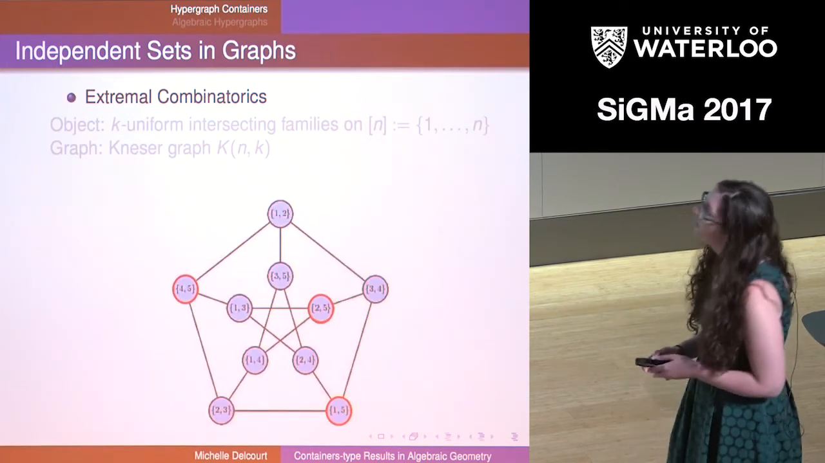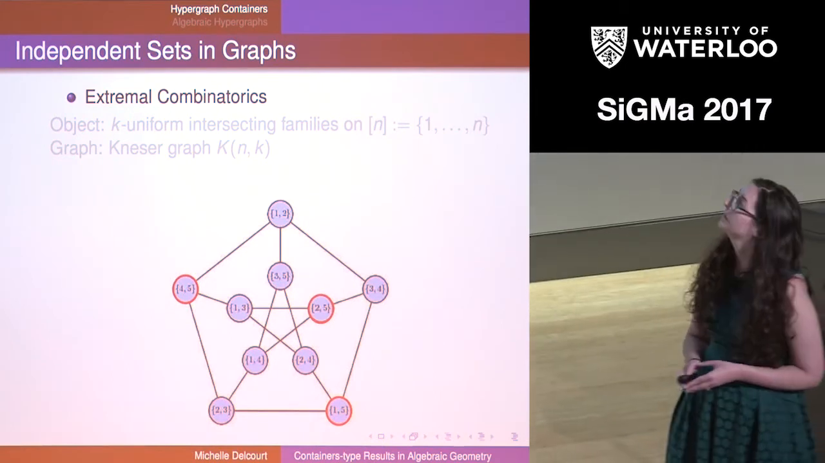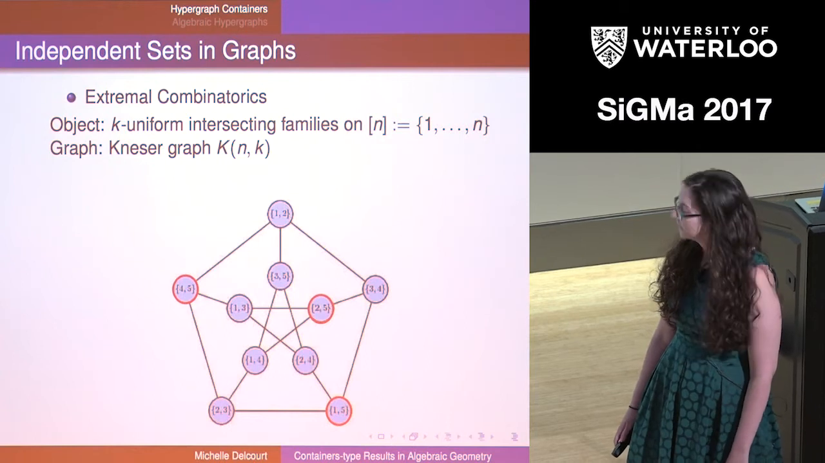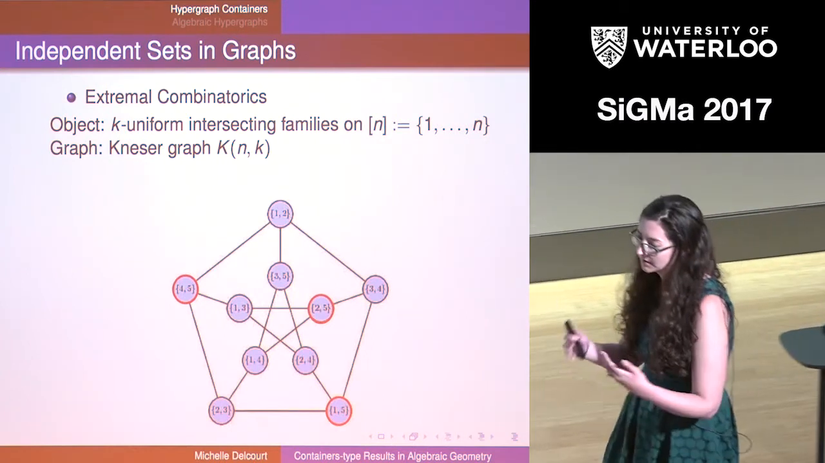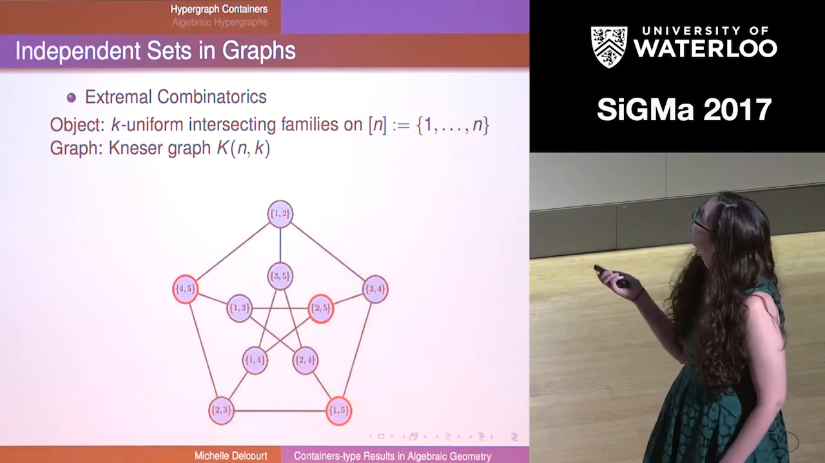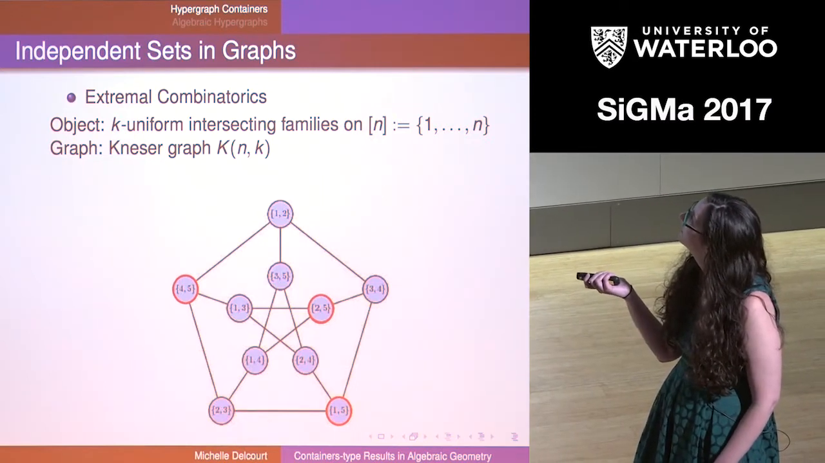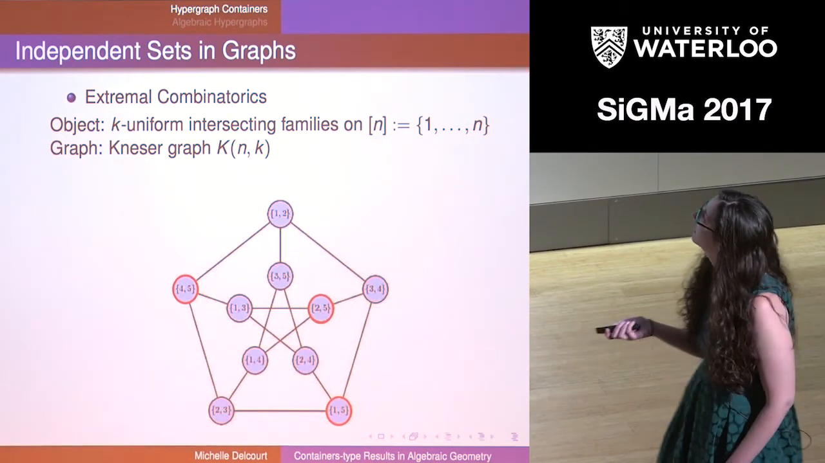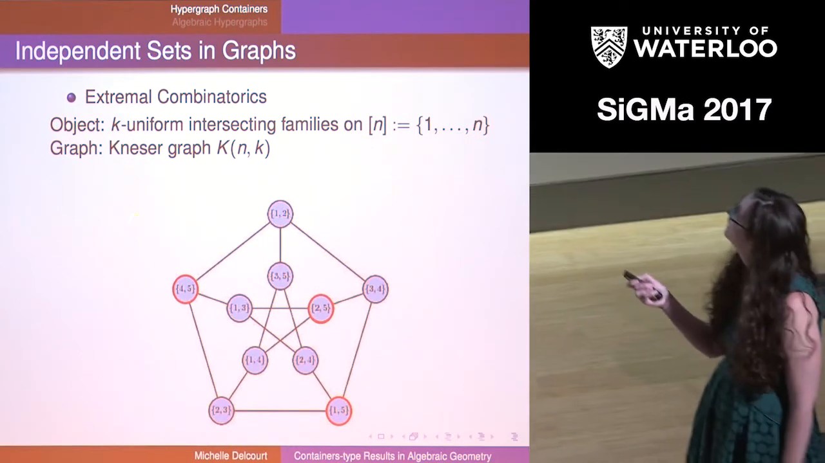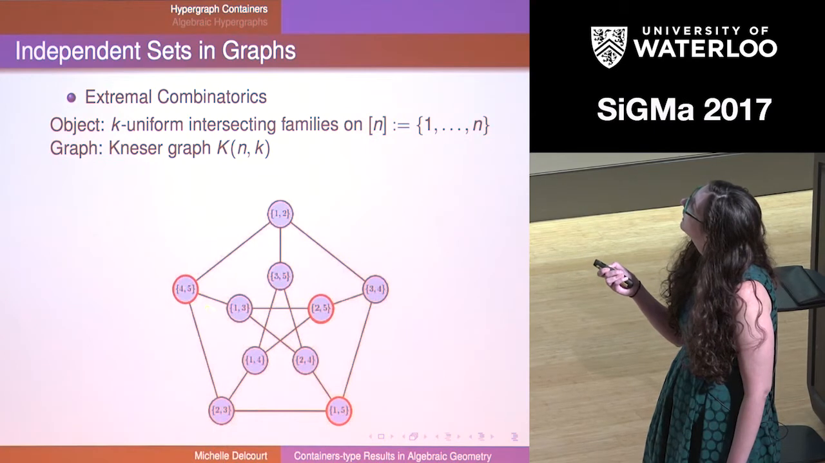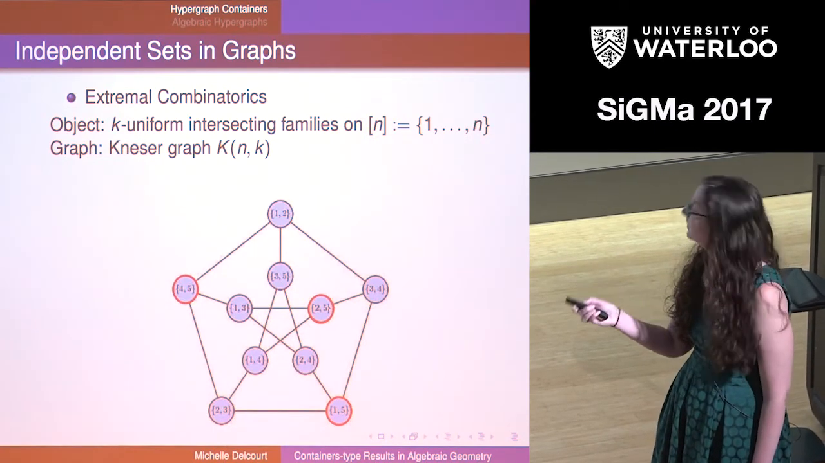So for example, one of the most classical objects in extremal combinatorics is the k-uniform intersecting families on ground set 1 through n. Here we're taking k-element subsets, and we want all of them to pairwise intersect. For instance, we can encode these as independent sets in the appropriately chosen Kneser graph. Here n is equal to 5 and k is equal to 2, and 4 5, 2 5, and 1 5 are an intersecting family.